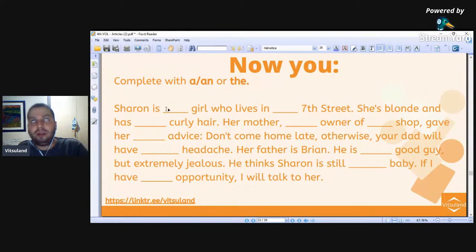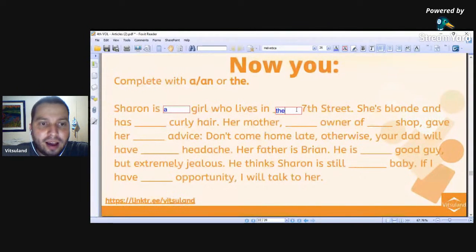In general, we don't have just one girl who lives in the street. We have several girls that live in the street. So Sharon is a girl, a girl. Sharon is a girl who lives in the 7th Street because we are specifying which street that is: the 7th Street. So we are determining the 7th Street, okay?